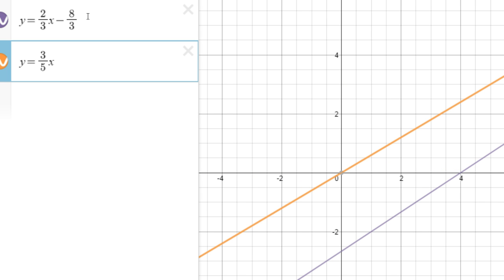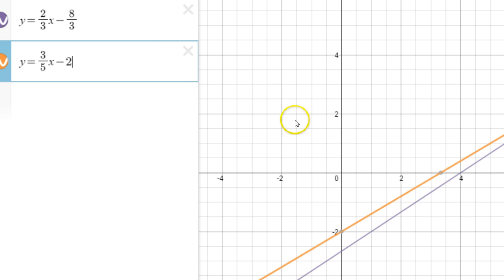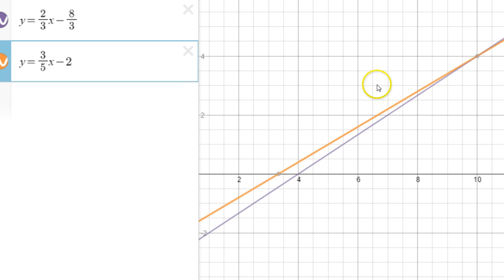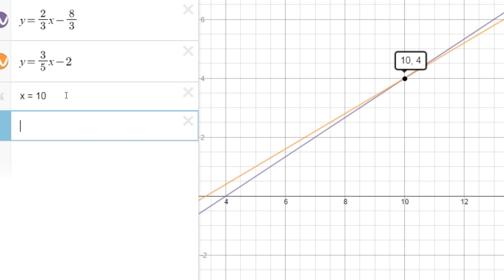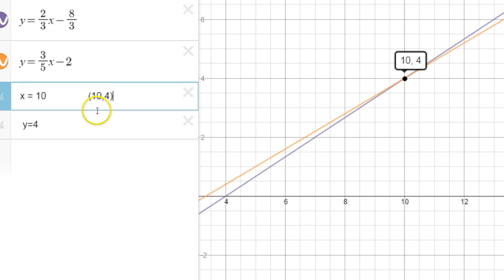So 3/5 x minus 2. Now as you can see, these lines are getting closer and closer, and then they intersect right here at 10 and 4. So my answers are x equals 10 and y equals 4. You can write it in that form, or you can write it in this form, which would be (10, 4). But I highly recommend not to write it in that form. Just understand what the x is and what the y is.